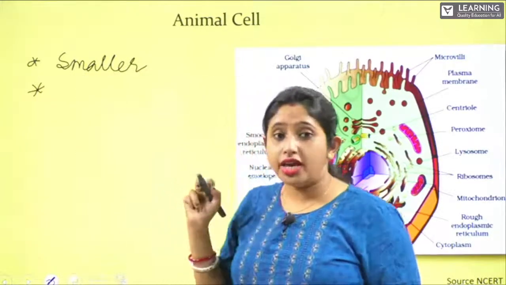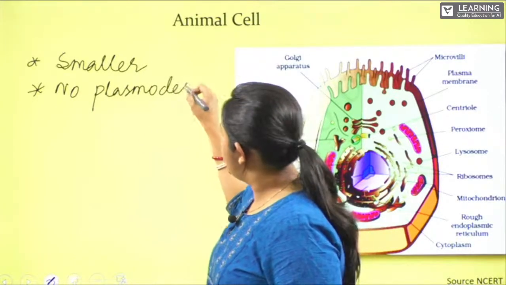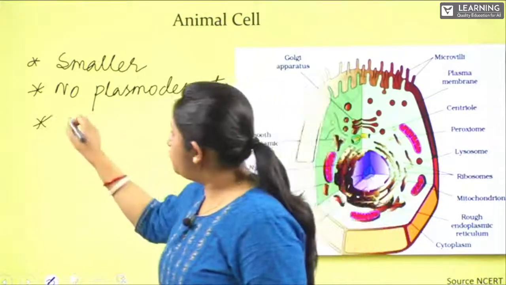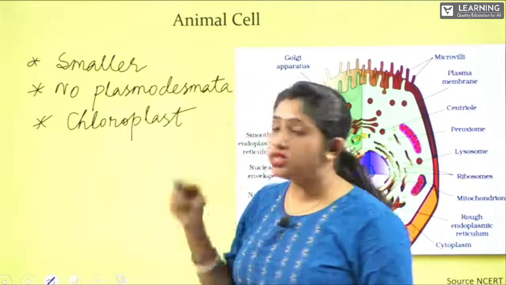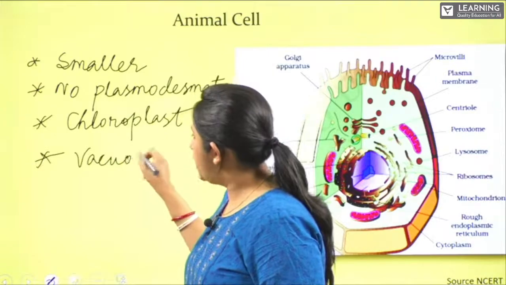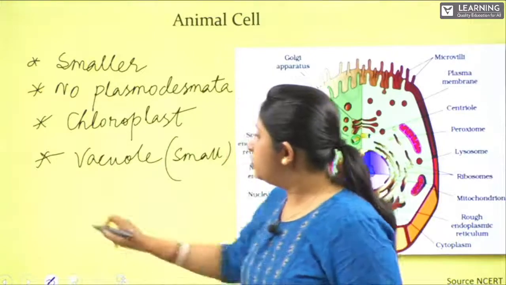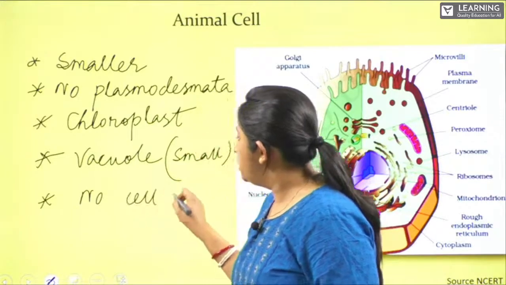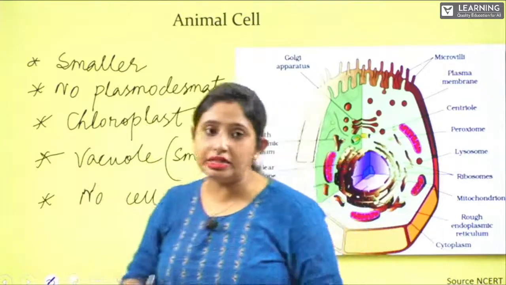In case of the animal cell, no plasmodesmata, right? So they do not have plasmodesmata. Then you will not find chloroplast, right? Chloroplast is present only in the plant cell. Then the vacuole will be small. And there will be no cell wall. So this is the basic difference between the plant cell and the animal cell.